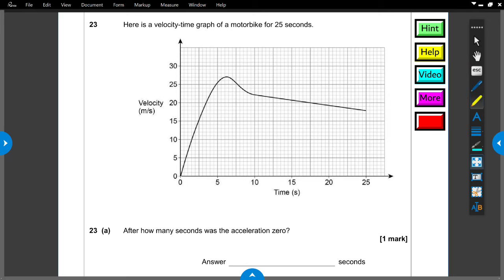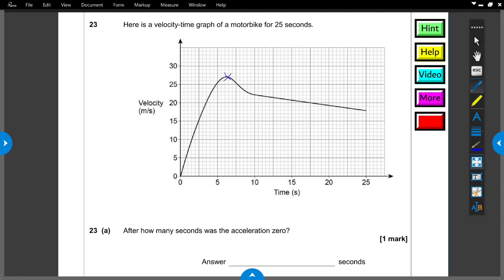If we look at the gradient of this line, that's basically telling us the acceleration. The steeper this line, the faster the acceleration. So if we wanted to work out the gradient at a certain point, we could draw a tangent to the line at that point. Now, as we go up this line, the gradient is getting shallower and shallower until we reach this point right at the top, this point here.